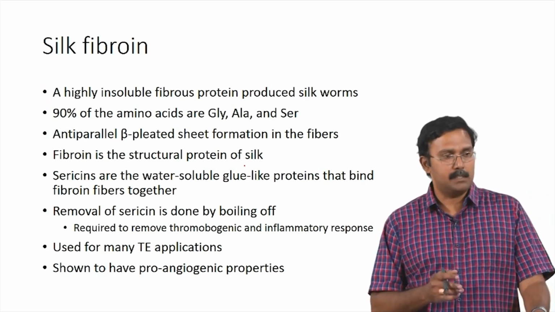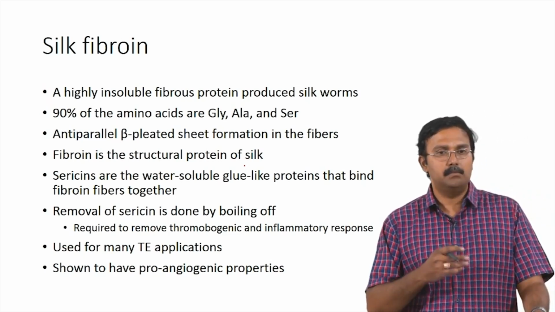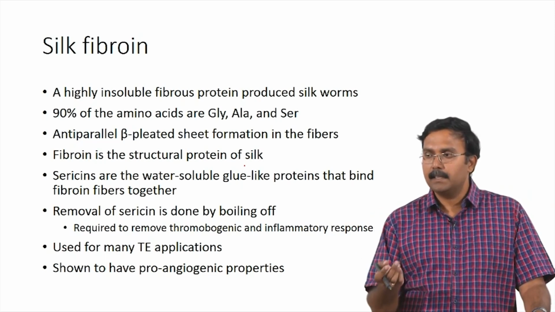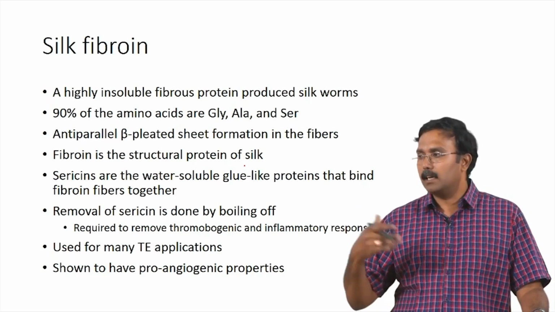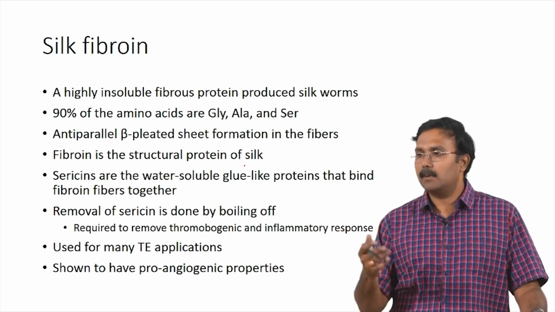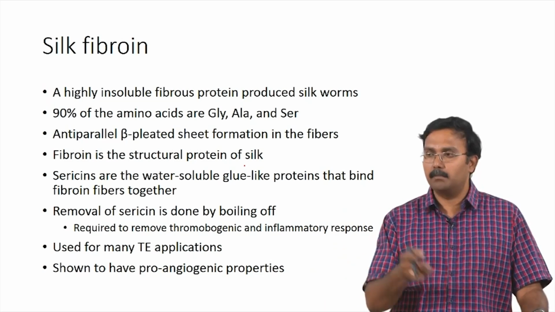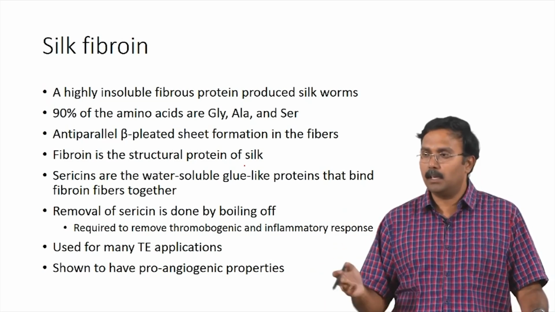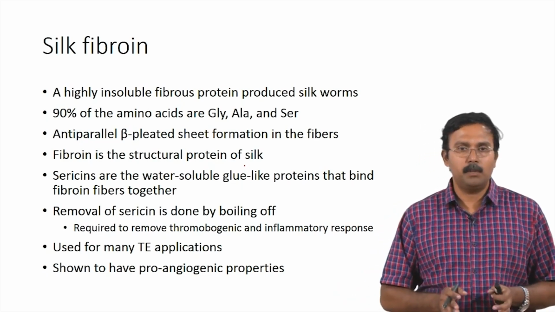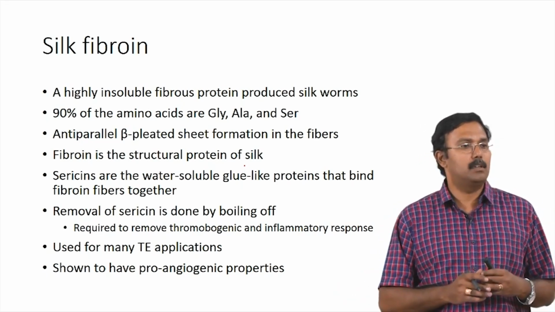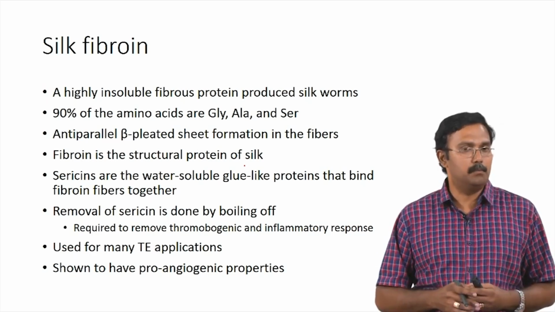Keratins are one example. Keratins have cell adhesion sites which help in cell attachment. Because of this, keratins have also been studied. Keratins from different sources, like from human hair, from sheep wool and so on, have been studied for tissue engineering applications. Silk fibroin I am talking about here because it is one of the more extensively studied molecules.